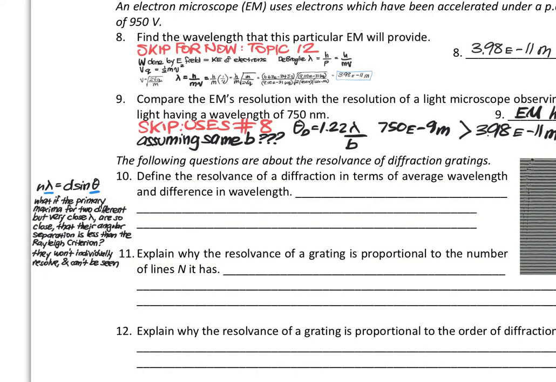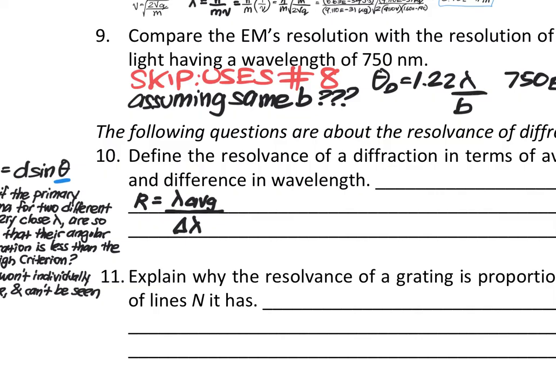So number 10 gets into the equation for what we call resolvence, which is how well a diffraction grating can resolve individual wavelengths, particularly if they're very close together. Like how sodium has two different lines that we call the twin lines of sodium, and those lines are very close to each other. So the formula is R equals lambda average over delta lambda.